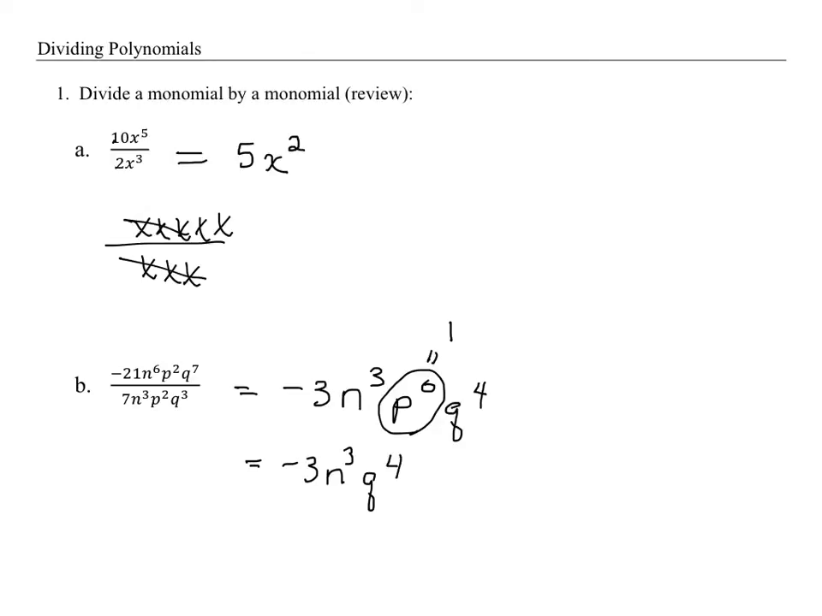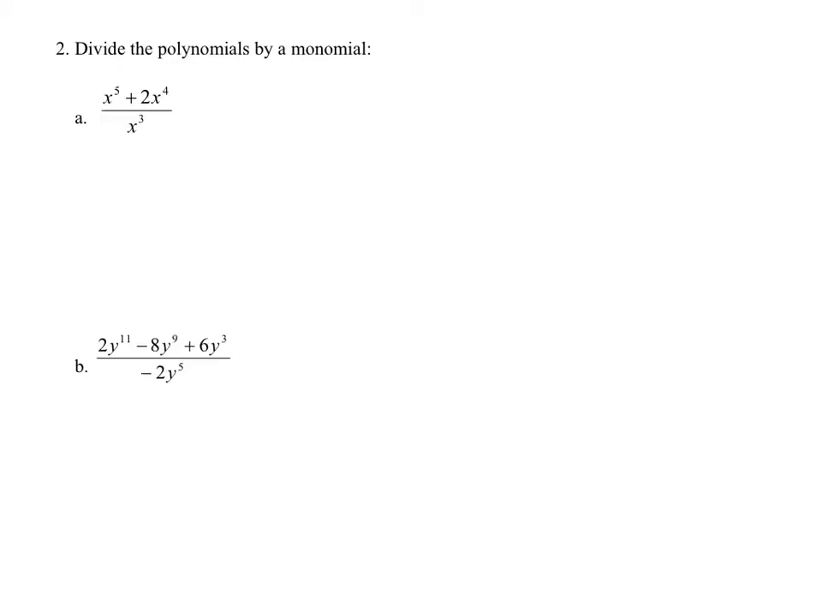Now p to the 0 is really the number 1, so we don't even need to write it. The other way to look at it is that the p squareds just cancel out, so I don't even have to write that initially. Okay? Next. If we're going to divide a polynomial by a monomial, we're just going to break it up.